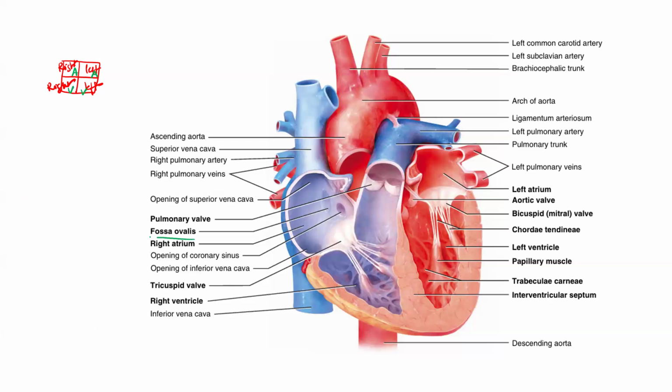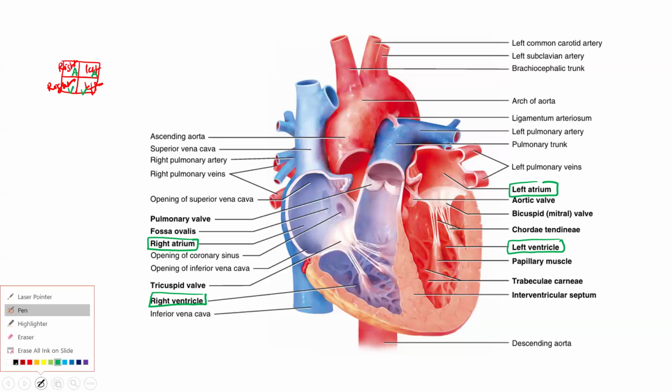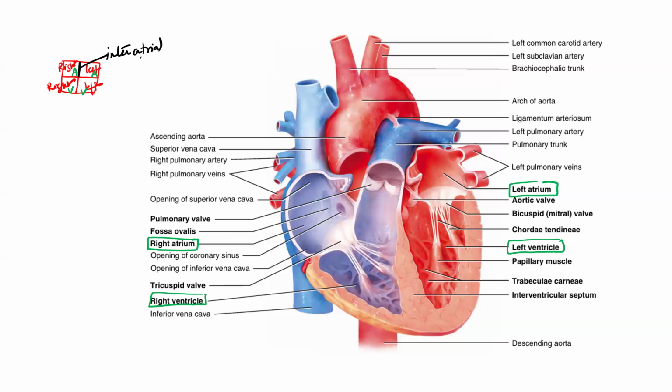The 4 chambers are the right atrium and right ventricle, and then on this side the left atrium and left ventricle. So total 4 chambers, and in between the two atria you will find the interatrial septum. Between the two ventricles, you will find the interventricular septum.